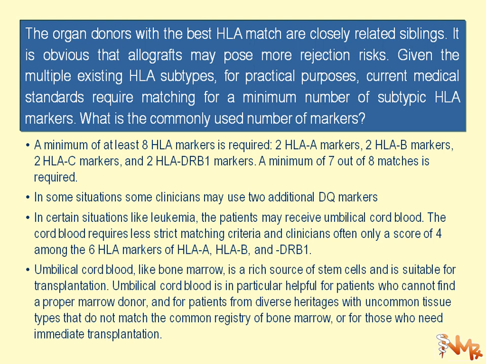Umbilical cord blood, like bone marrow, is a rich source of stem cells and is suitable for transplantation. Umbilical cord blood is in particular helpful for patients who cannot find a proper marrow donor and for patients from diverse heritages with uncommon tissue types that do not match the common registry of bone marrow, or for those who need immediate transplantation.